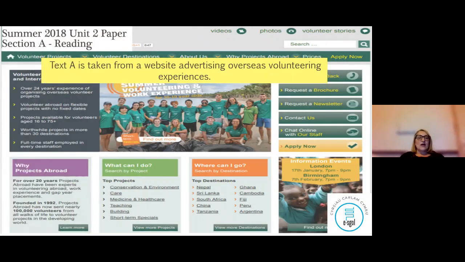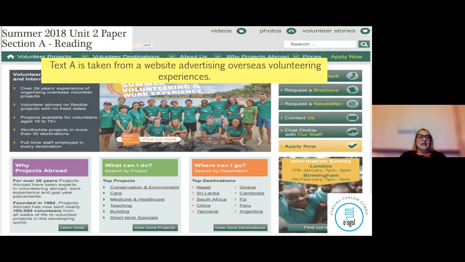The question paper that I'm focusing on tonight is the Summer 2018 Unit 2 paper, and I'm going to focus on just section A, which is the reading section. Obviously section B is the writing section, but my focus isn't on that this week.